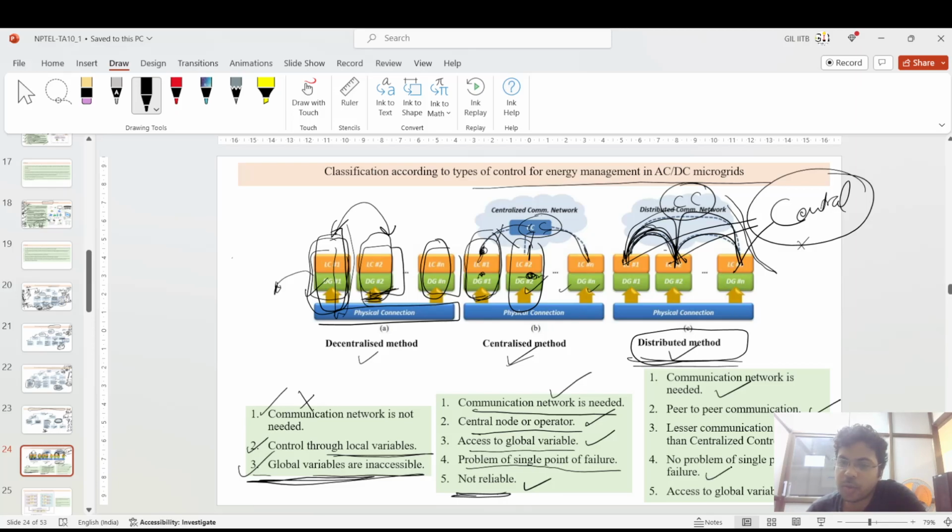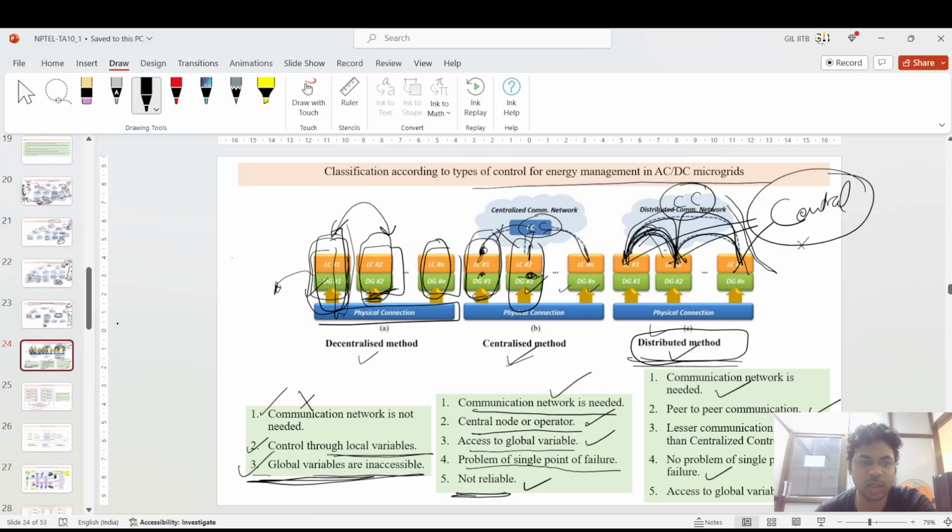Okay, you can also remove the central communication from that. The fourth point is that there is no problem of single point failure. Suppose the DG1 and DG2 communication fails, then DG2 and DGN are still in communication. They can manage the power delivery or the consumption. And the fifth point is accessibility of the global variable. It has the accessibility because all DGs are in communication.